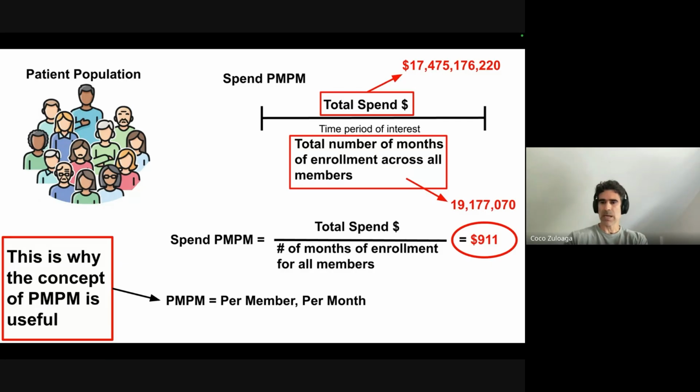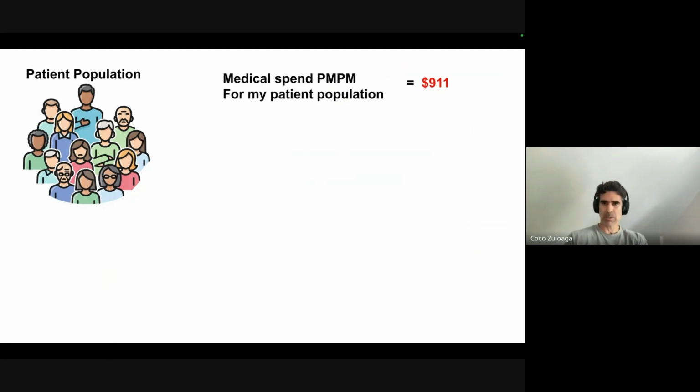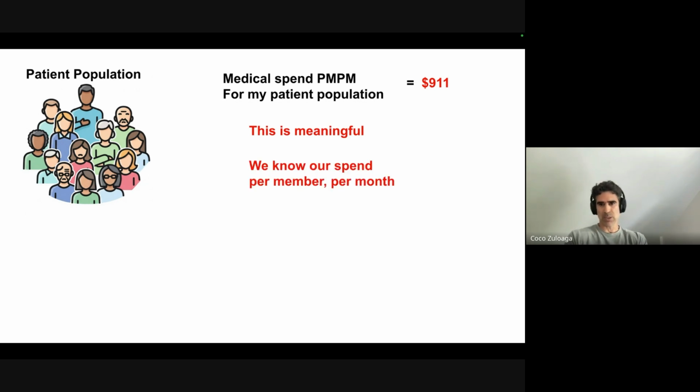And so this number now, you can report it as saying my medical spend PMPM is $911, for example. And so this is meaningful, right? People have intuition about what PMPM means. This is not just some free-floating figure in the void with no context. We know what our spend is per member per month. But then if you ask a question like, is this spend high or low?